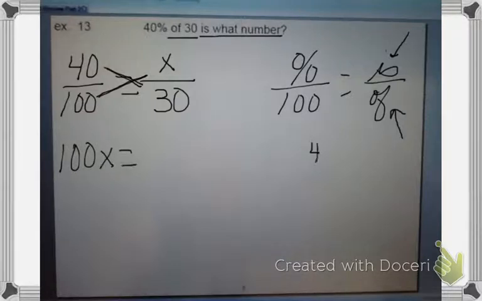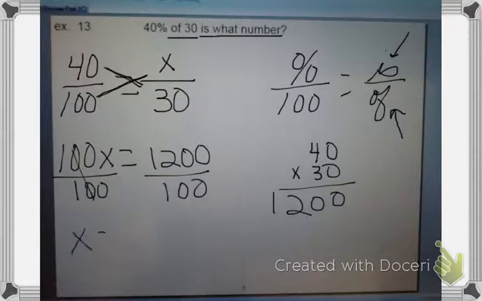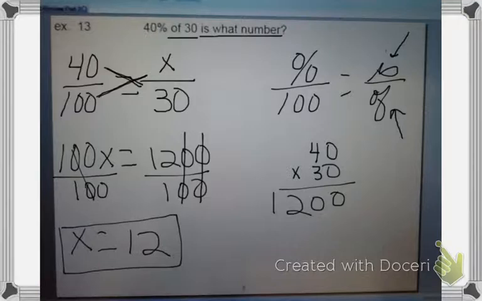If you need to, go to the side and multiply 40 times 30, and you get 1,200. Now we have to solve for x, so we're going to divide by 100. The shortcut for dividing by 100: if you have a 0 up top and a 0 on the bottom, they cancel each other out. 12 over 1, which we could just say 12. So that is what x is.